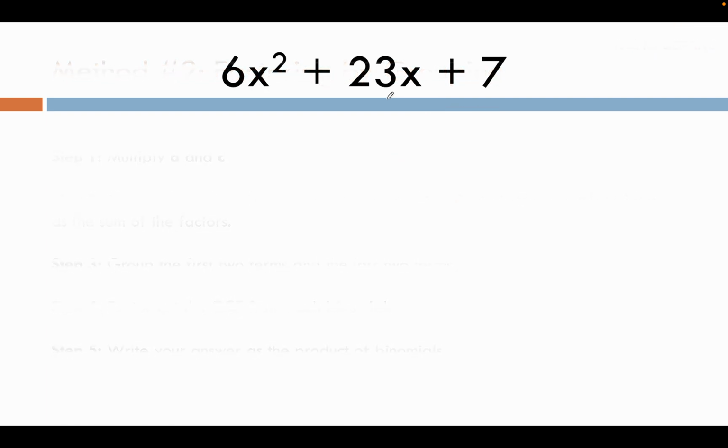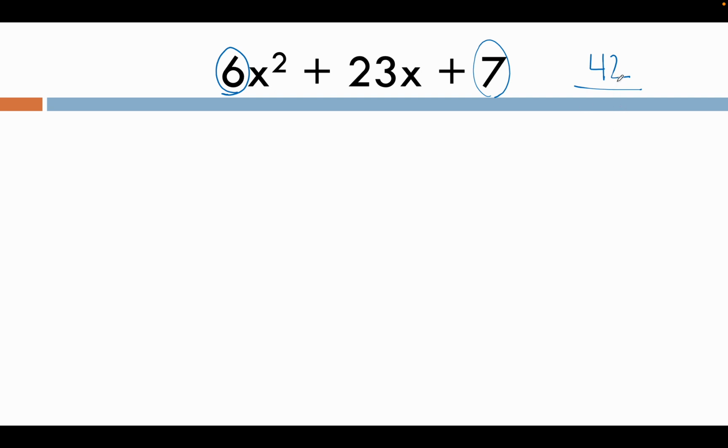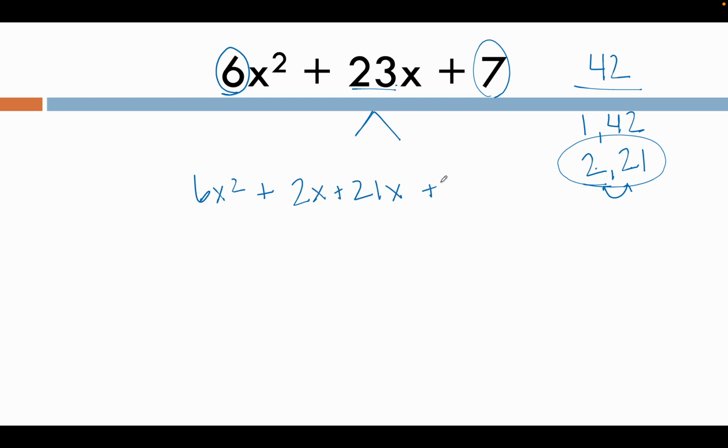So let's get started. Step 1 is to multiply 6 times 7, which is 42. Then we need to list what are factors of 42 and which ones add up to 23. So for 42, obviously we have 1 and 42. We have 2 and 21, which adds up to 23. So now I need to rewrite my trinomial, but I'm going to split the 23x into the sum of 2x and 21x. It doesn't matter what order they go in, but I need to split it into 2x plus 21x.